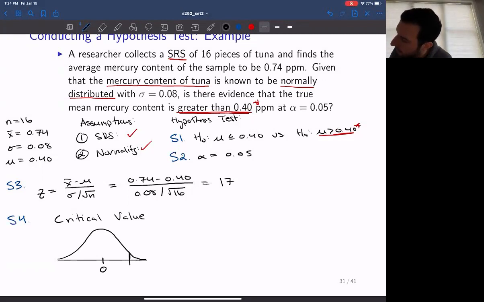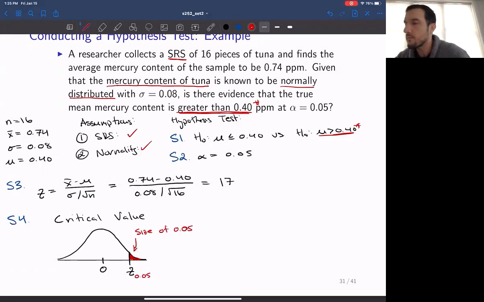Okay, so here I have Z. This is going to be subscript 0.05. And then that means that this red shaded part here is of size 0.05. So again, the alternative hypothesis tells us where the critical or the rejection region is located. Because we have a greater than sign in the alternative hypothesis, the rejection region is in the upper tail of the curve. As such, the critical value must also mark the upper tail of the curve.